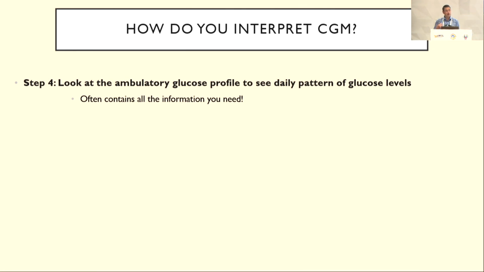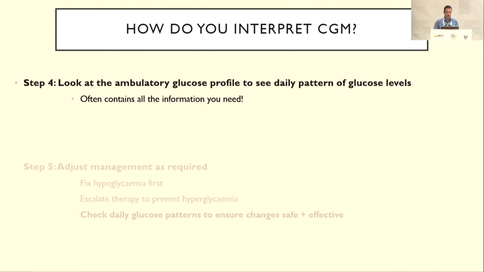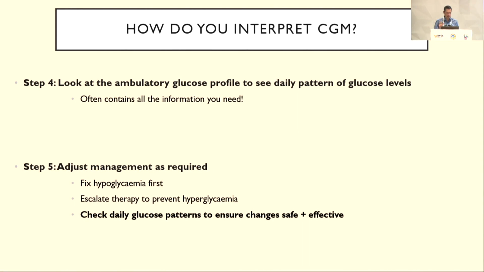Often you don't, probably say at least 95% of the time, I don't go past the second page of the report for CGM, and that's how you can make it quick. And I'll show you why in a second. But then you've looked at the ambulatory glucose profile, and then you're adjusting management as required. As a basic rule of thumb, I say fix hypoglycemia first, and then you fix hyperglycemia. And then you can check the daily glucose patterns to say, are the changes I made going to be safe and effective?